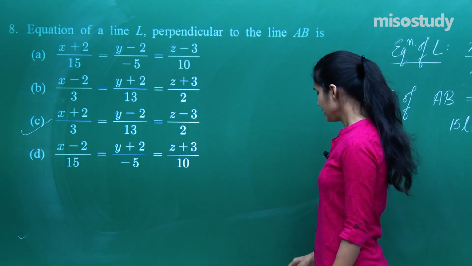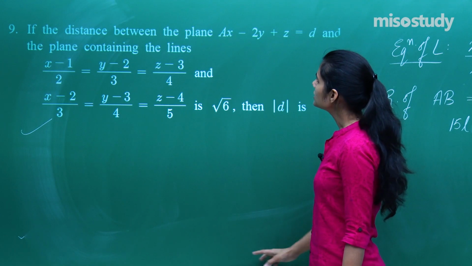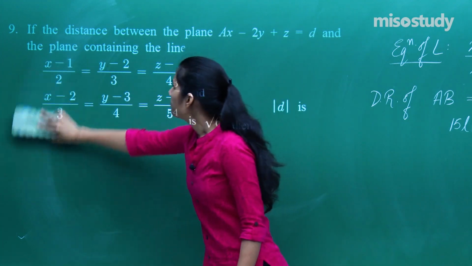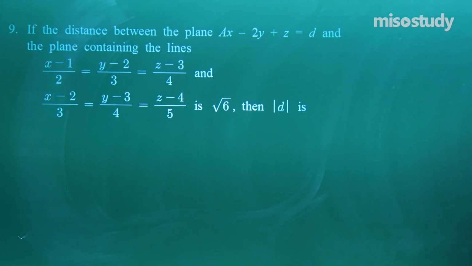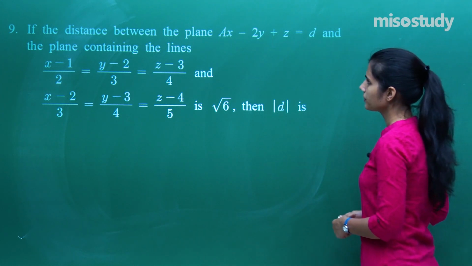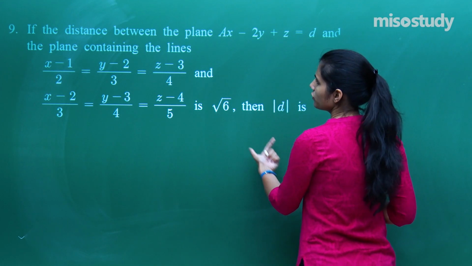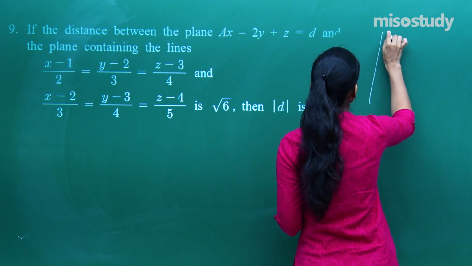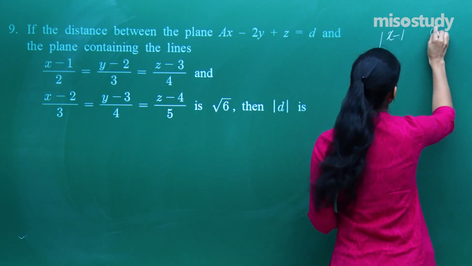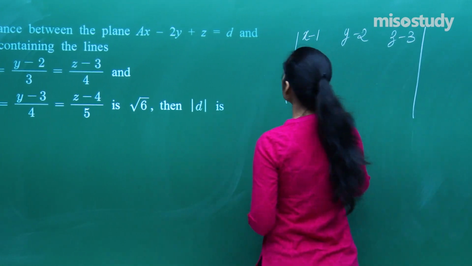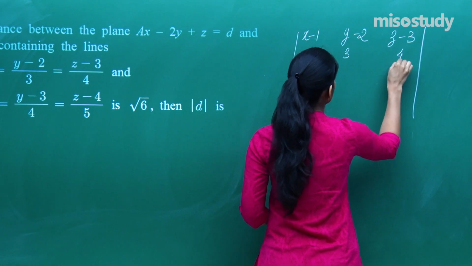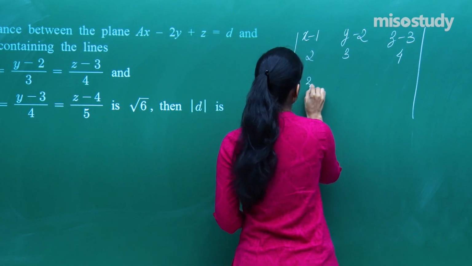Clear? Next question says that if the distance between this plane and the plane containing these two lines is √6, then what is the value of mod D? So let's first find out the equation of the plane containing these two lines. It's very easy. It is x minus 1, y minus 2, z minus 3, and then you have 2, 3, 4, and then you have 3, 4, 5.